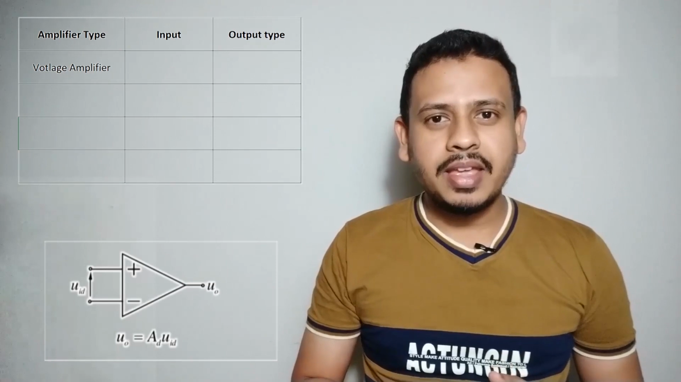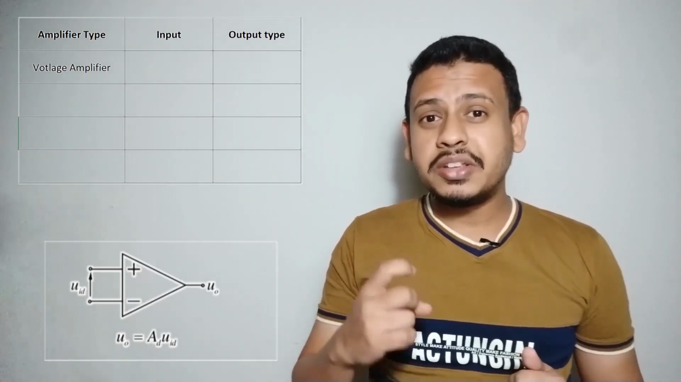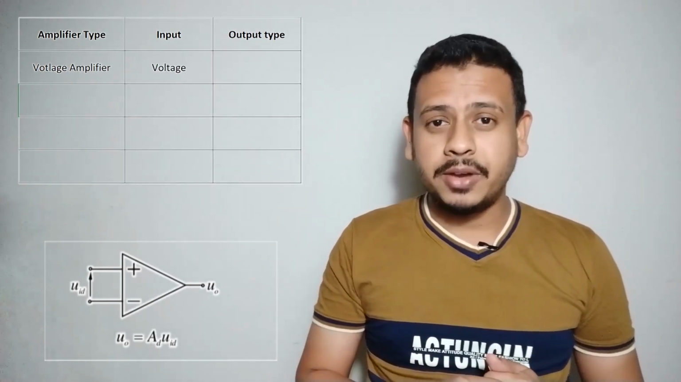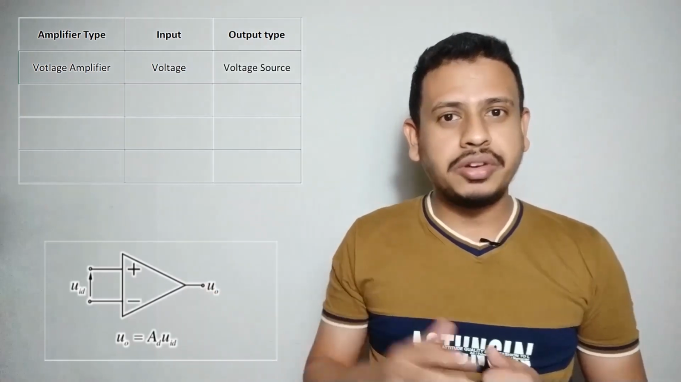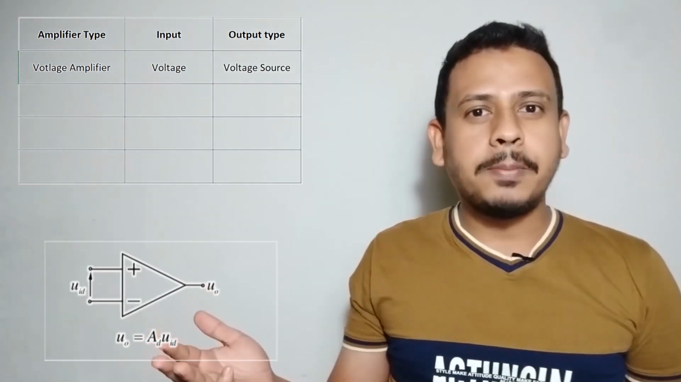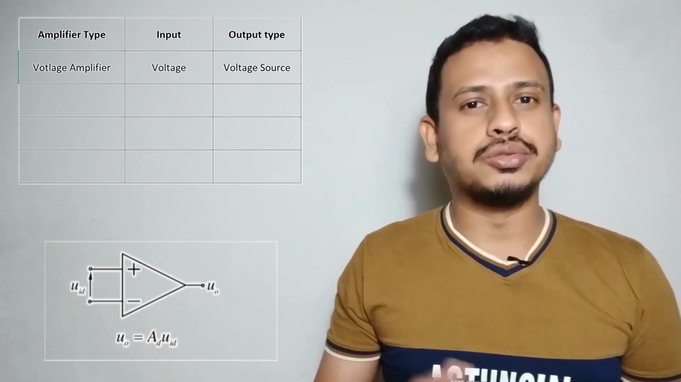There are 4 major types of amplifiers based on input and output parameters. Number 1 is a voltage amplifier. A voltage amplifier senses the voltage at the input pins of the amplifier and generates an output voltage. The output of this kind of amplifier can be modeled as a voltage source.